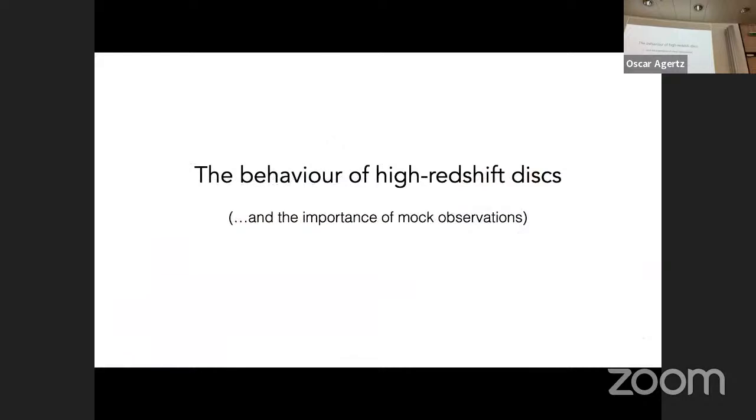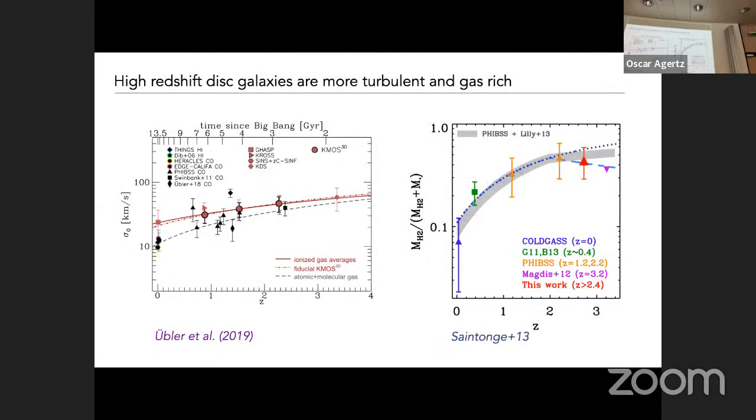Okay, so before I go into more details of this, let's talk about the behavior of high redshift disks and the importance of doing actual proper one-to-one comparisons. Okay, and what I want to do here is first to say a few global properties of high redshift disks that we know so far. One is that they are more turbulent, okay, which I already mentioned.